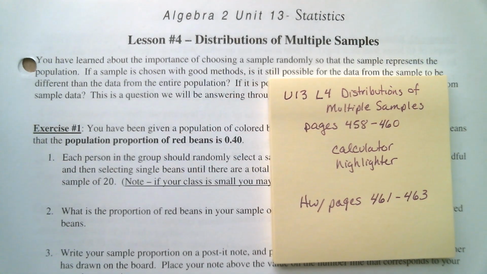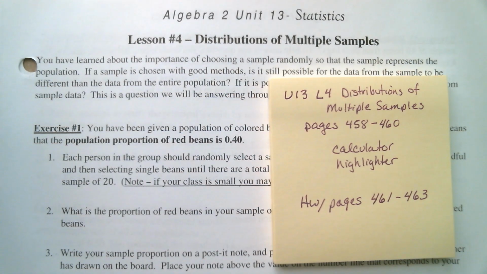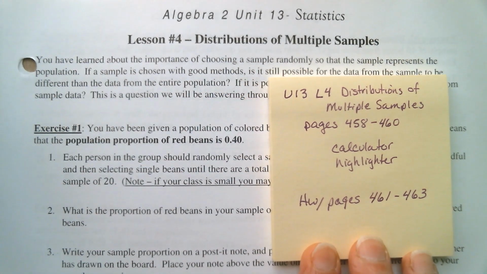Today's lesson, we're on Unit 13, Lesson 4, Distributions of Multiple Samples. We'll be covering 3 pages, pages 458 to 460. It's helpful if you have a graphing calculator, because we will be doing some stat edit, one variable statistics, and a highlighter. And the homework is 3 pages, pages 461 to 463.